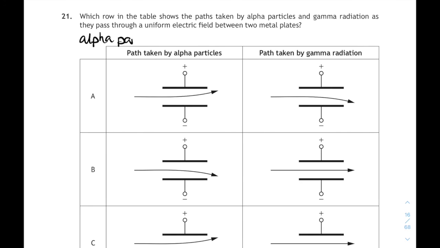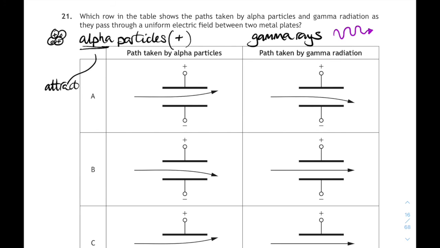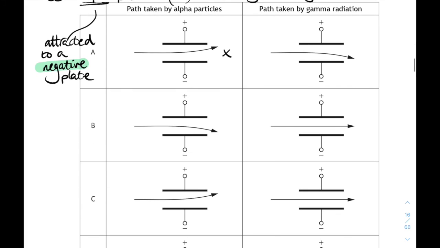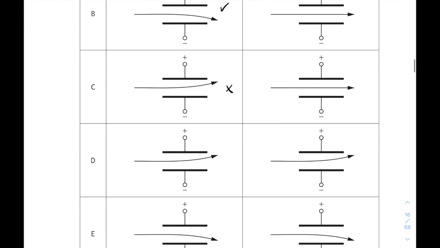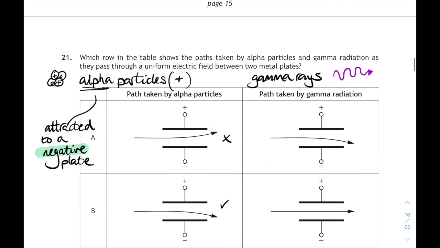they pass through an electric field between two metal plates? Well, there's an alpha particle that's positively charged and a gamma ray has no charge, it's just an electromagnetic wave. So alpha particles will be attracted to a negative plate. So which of our diagrams shows us that? Well, answer A is wrong because it's got it being attracted up to the positive plate. Answer B would be okay. Answer B is okay for our alpha particle. Answer C, no, that's wrong way it's been attracted. Same way answer D is wrong and answer E is okay.